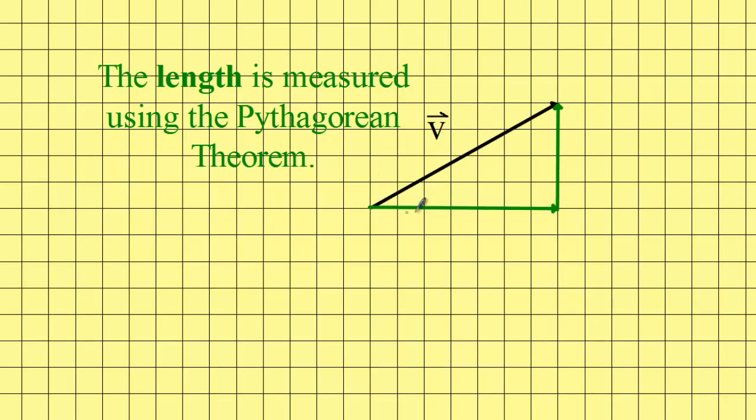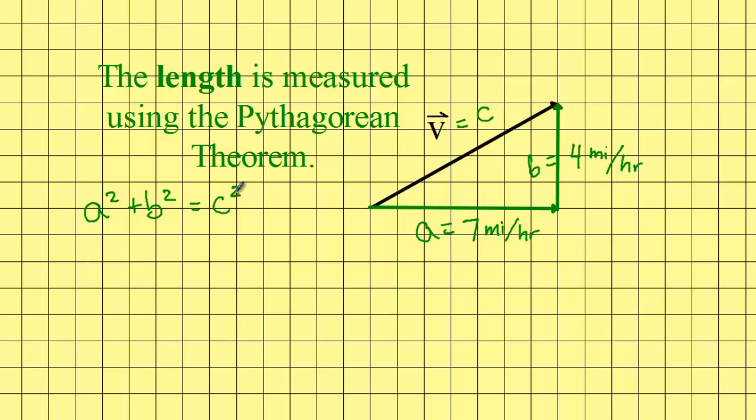So this arrow down here is 1, 2, 3, 4, 5, 6, 7. And let's say this is miles per hour. And this one is 1, 2, 3, 4 miles per hour. So we can use those two arrows to determine the length of this arrow. And if you remember the Pythagorean theorem, it's a squared plus b squared equals c squared. So let's call this our a. This is our b right here. And our velocity is our c, the c side of our triangle.